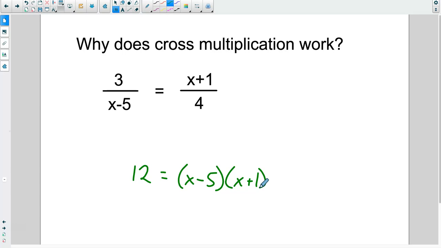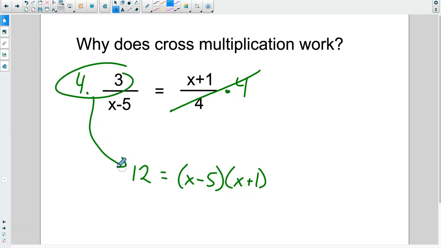So if I want to get this 4 to the other side, I can times this side by 4. And so I cancel that out. And then we would times this side by 4. That's why I'm getting 12 right there.